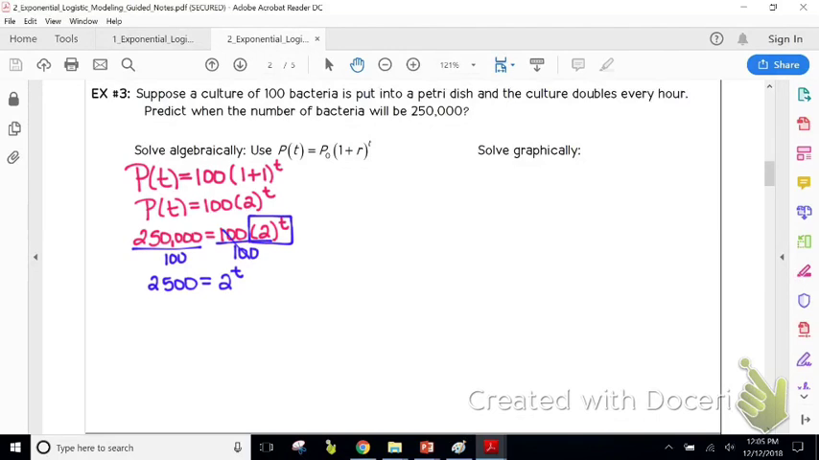How do we get T out of the exponent? If we knew what the T root would be, you would be correct. Okay, so to get a variable out of the exponent, you've got to get the exponent and the base by itself, and then you're going to log both sides. It doesn't matter if you use a natural log or a common log, either one works. So let's use the natural log. I'm going to natural log both sides. So we get the natural log of 2,500 equals the natural log of 2 to the T.